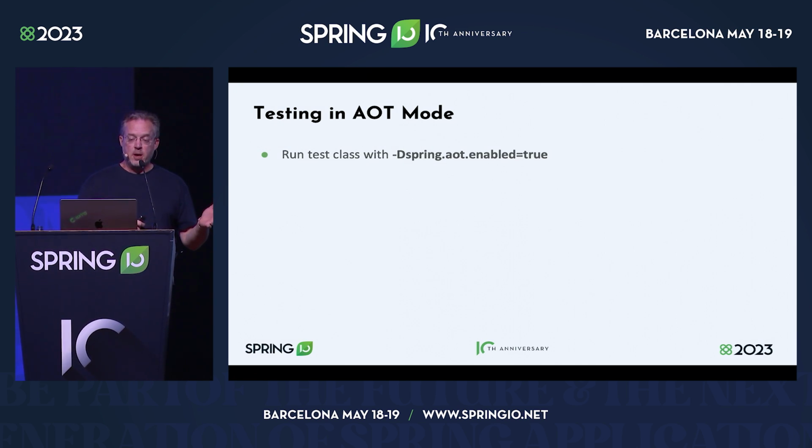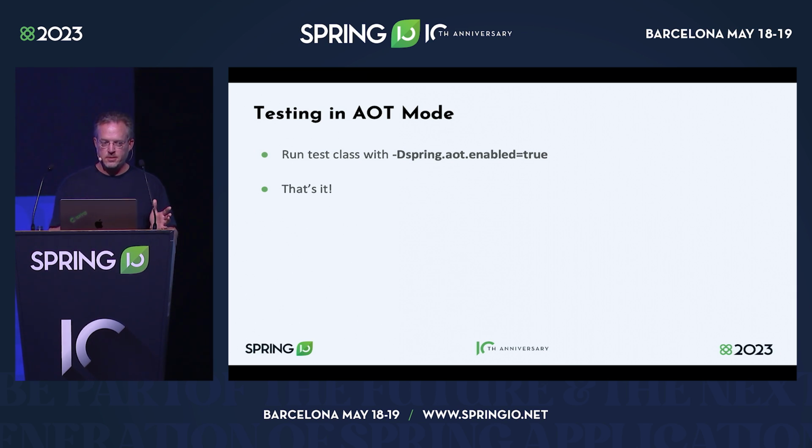As I mentioned before, on the command line, you just provide the Spring AOT enabled equals true, and the same is true in your IDE once you have it set up. You might have to configure your test runtime or test configuration to set that JVM property, but if you do that, it will tell the testing framework, aha, now we're running in AOT mode. Even though we're not in a native image, we can still run in AOT mode and use the AOT optimized application context and artifacts and stuff like that.